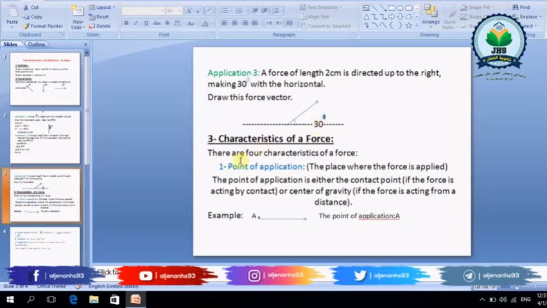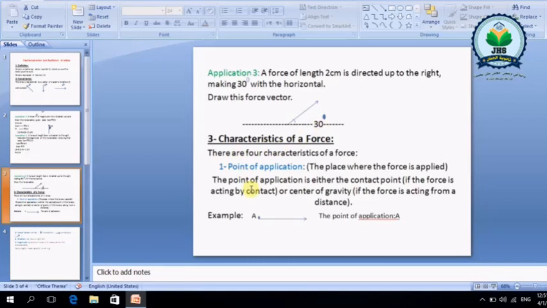Now, the third title, characteristics of a force. Each force has 4 characteristics. What are they? The first characteristic is point of application. What do we mean by point of application? The place where the force is applied. Yani the force is applied from a point. This point is the point of application. The point of application is either the contact point, if the force is acting by contact, or center of gravity if the force is acting from a distance.